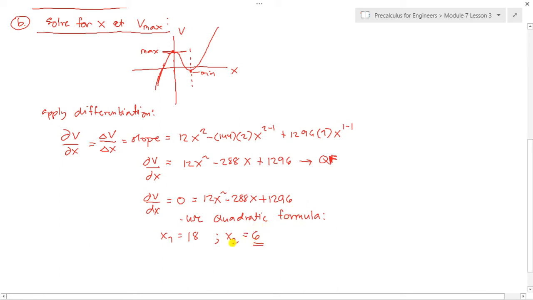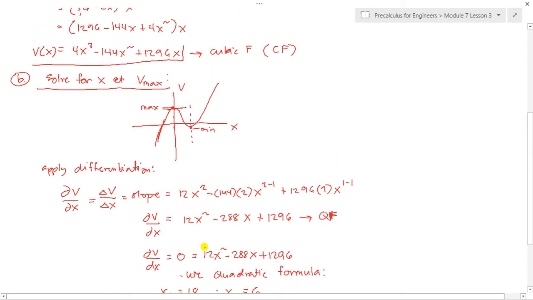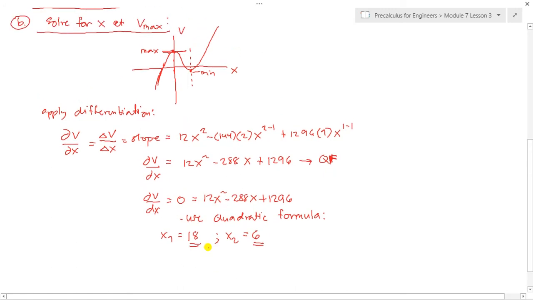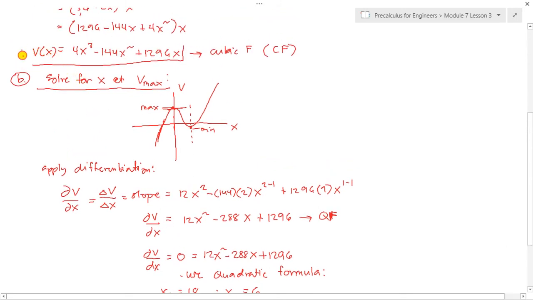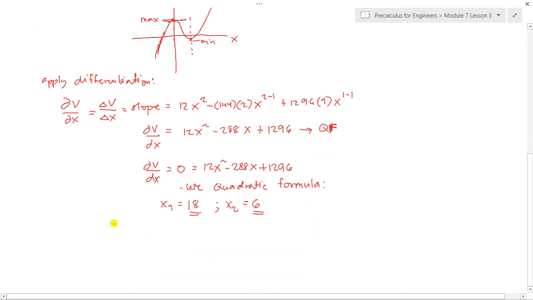Okay, the question is, we might get confused about what to answer, since it asks to solve for x and for Vmax. To distinguish which gives the Vmax, we plug in x sub 1 and x sub 2 into the original formula for the volume, which is a cubic function. So let's start first with x sub 1 equals 18.